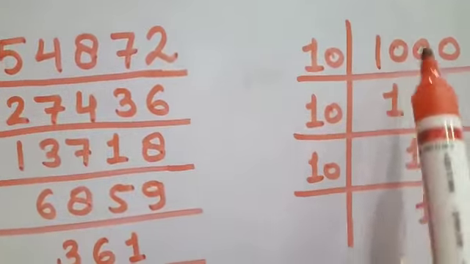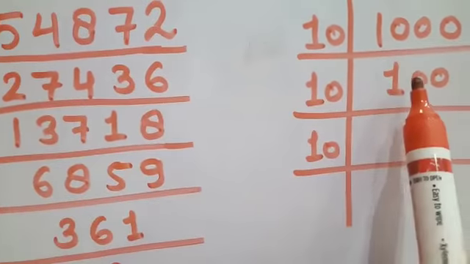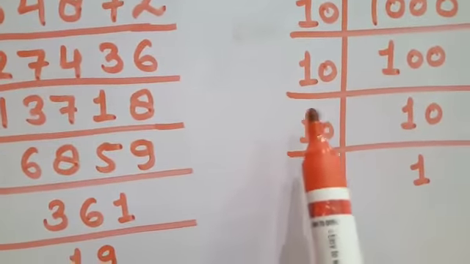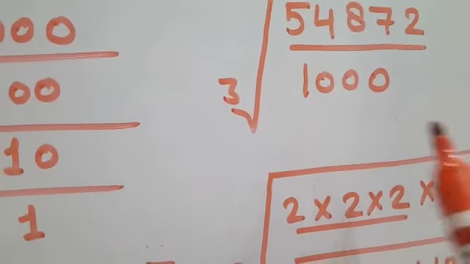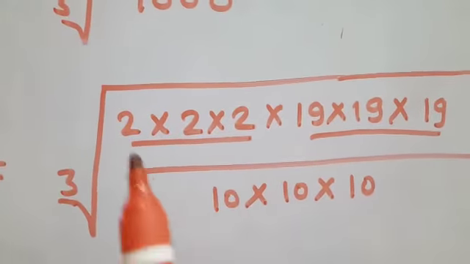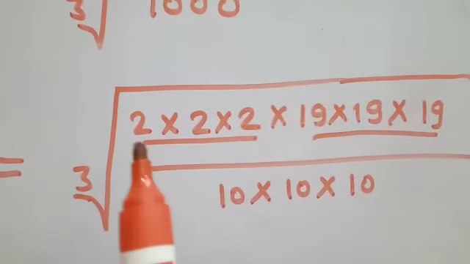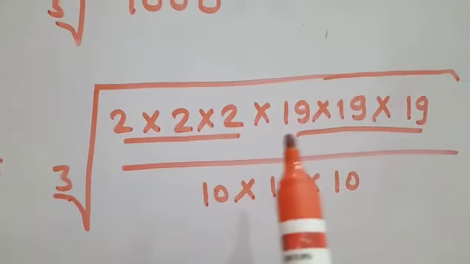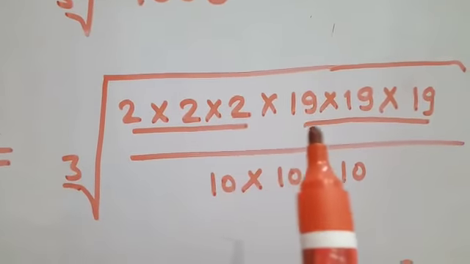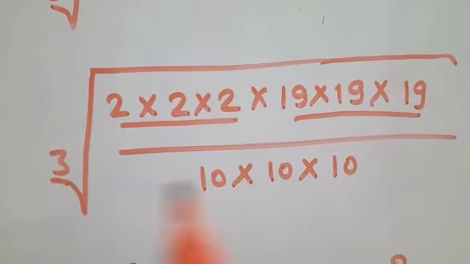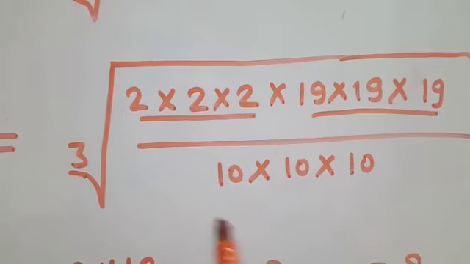Now we will find the prime factors of 1000. 10 ones are 10, 0 0 as it is. 10 ones are 10, 0 as it is. 10 ones are 10. So the cube root of 54,872 upon 1000 is the cube root of 2 into 2 into 2 into 19 into 19 into 19 upon 10 into 10 into 10, multiplied.